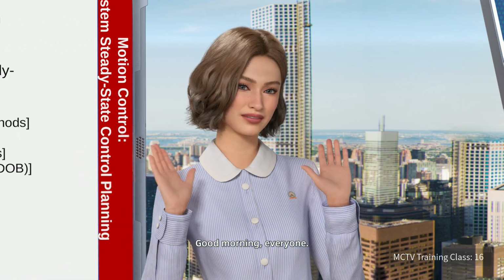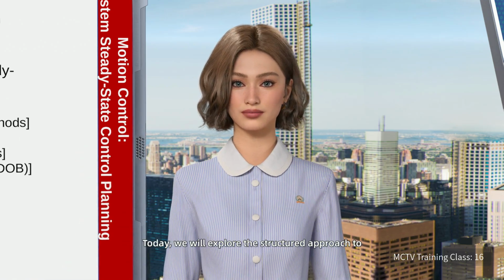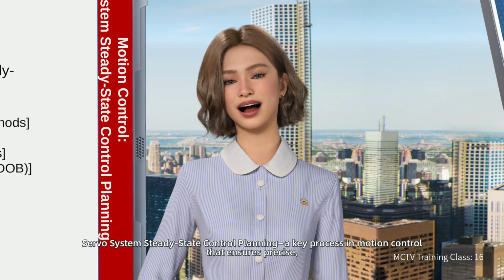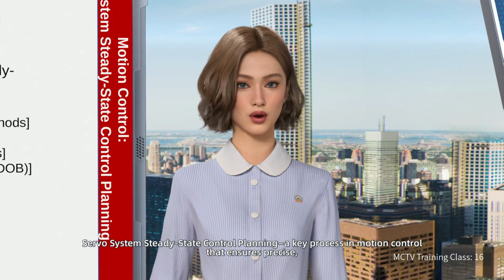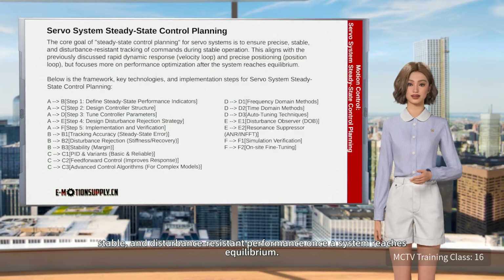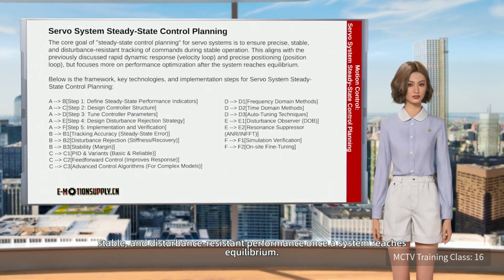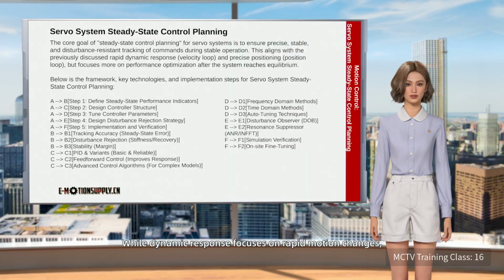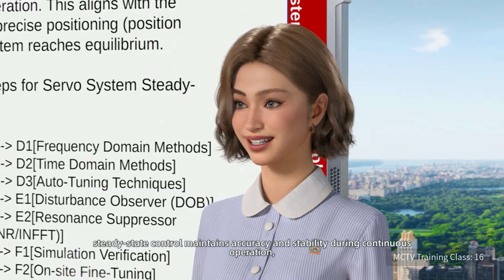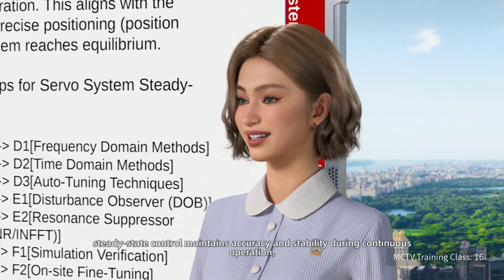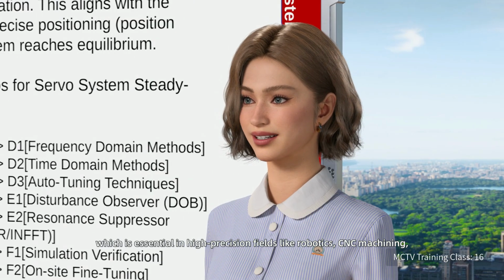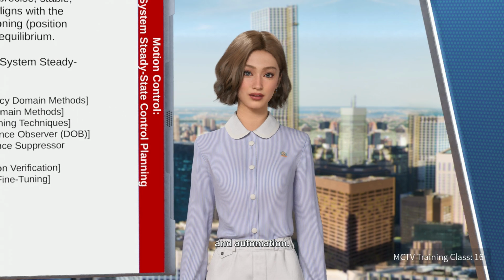Good morning, everyone. Today, we will explore the structured approach to servo system steady-state control planning, a key process in motion control that ensures precise, stable, and disturbance-resistant performance once a system reaches equilibrium. While dynamic response focuses on rapid motion changes, steady-state control maintains accuracy and stability during continuous operation, which is essential in high-precision fields like robotics, CNC machining, and automation.